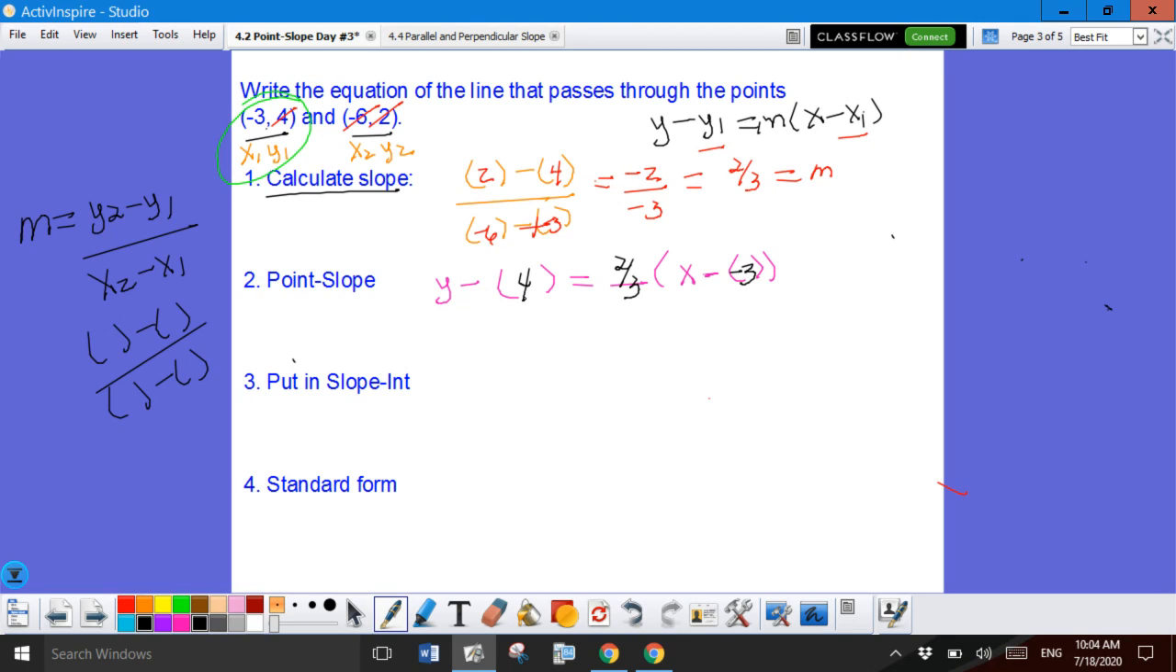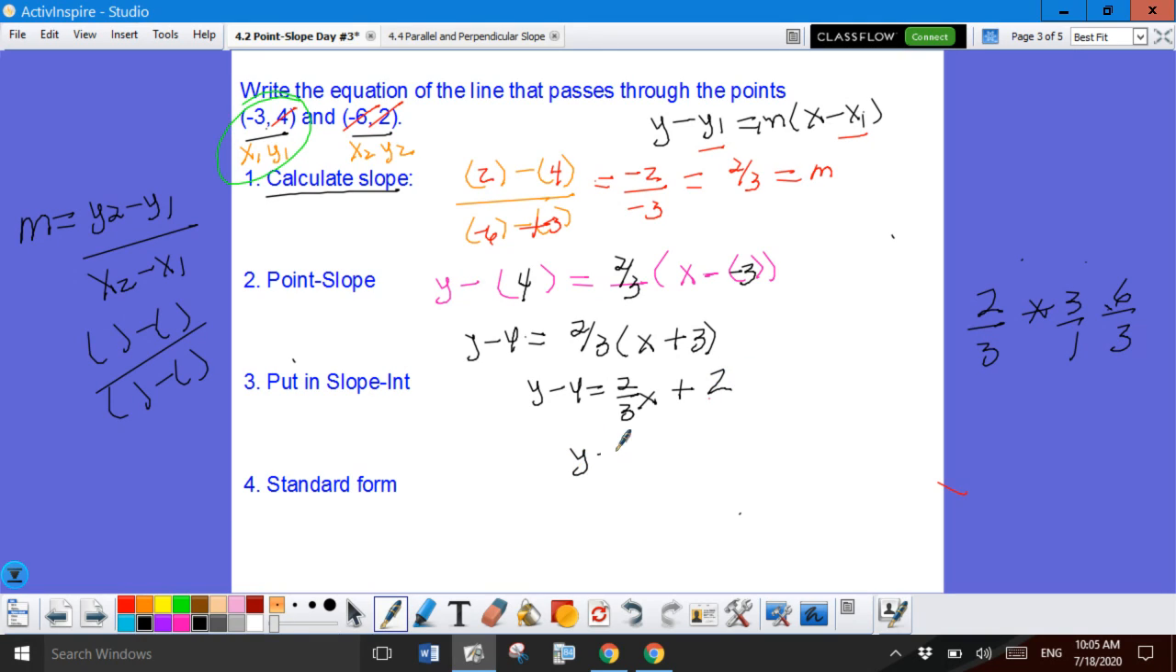So now remember that double negatives and rewriting. So this side is fine. My slope is fine, but there's a double negative. So x plus 3. And now we're just going to solve for y. So y minus 4 equals 2/3 x plus, remember, 2/3 times 3/1, that's 6/3, which is going to give me 2. Moving my 4, y is equal to 2/3 x plus 6. So that is slope-intercept form. y equals 2/3 x plus 6.